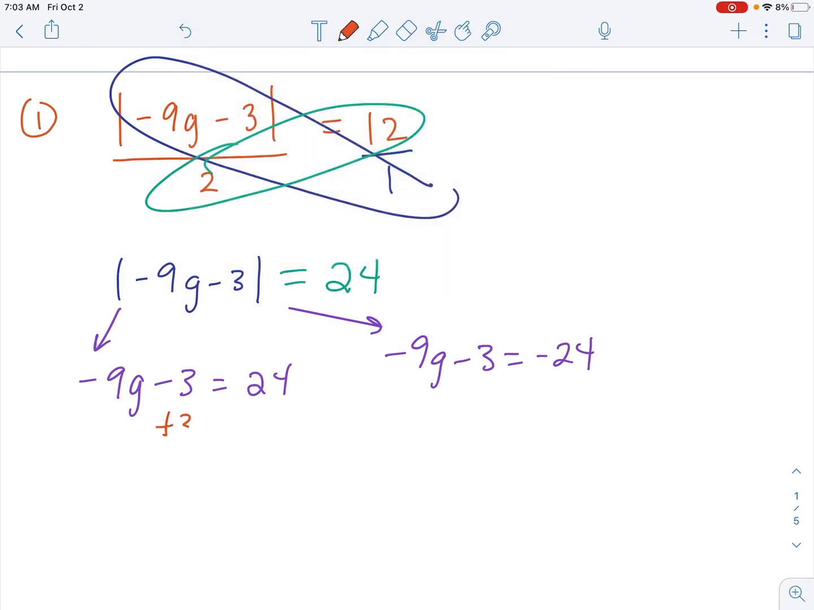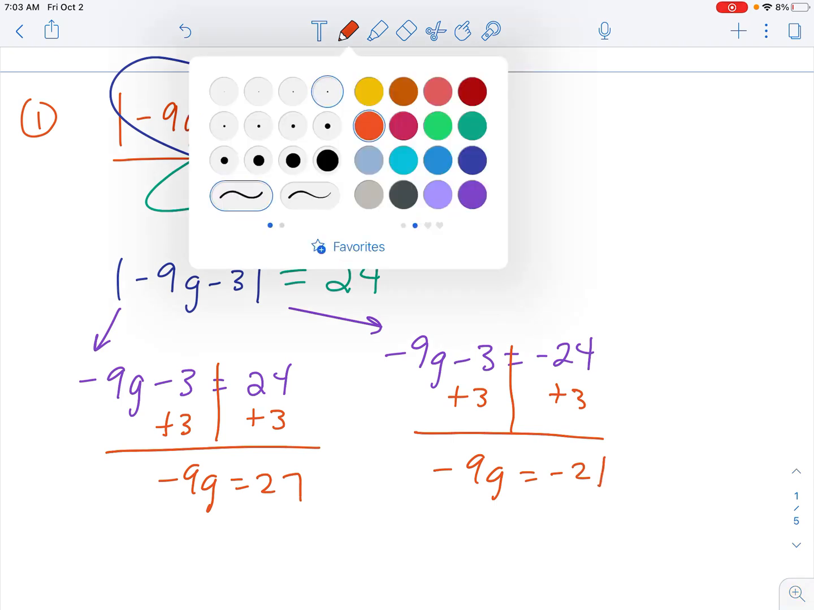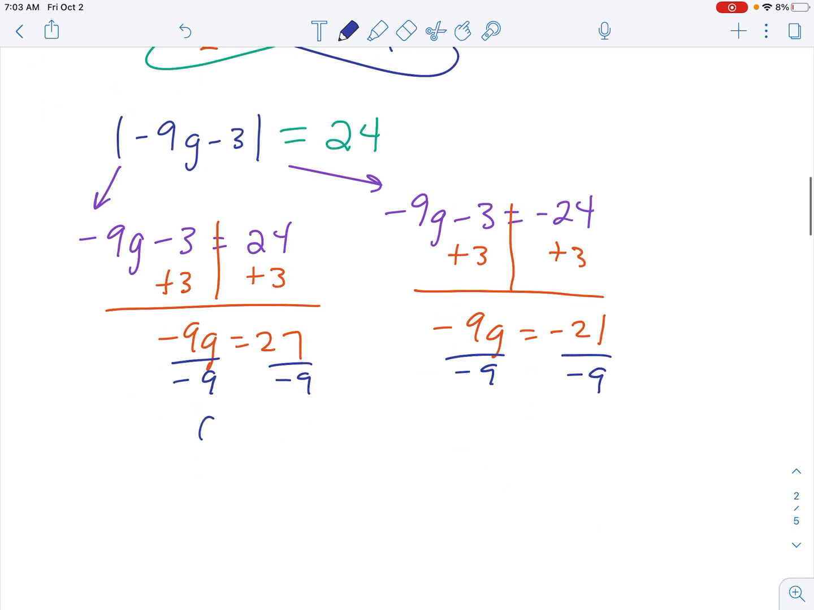So from here, we need to add 3 to both sides of both equations. Negative 9g equals 27, and negative 9g equals negative 21. Our last step for this problem is we need to divide both sides by negative 9. So g is negative 3.